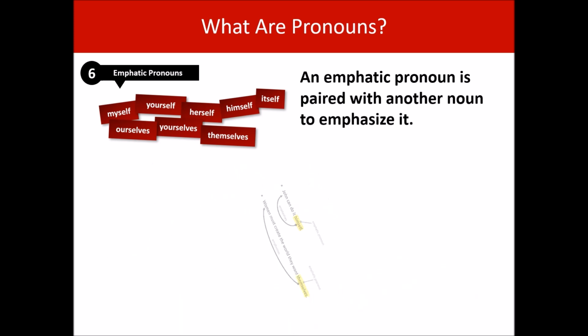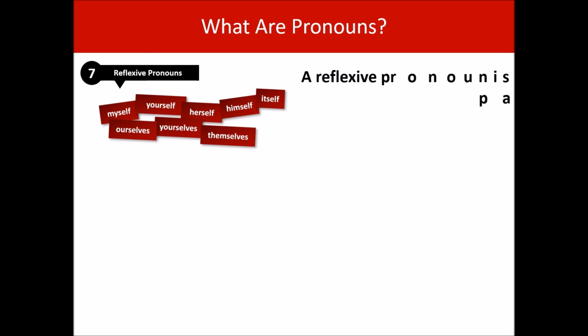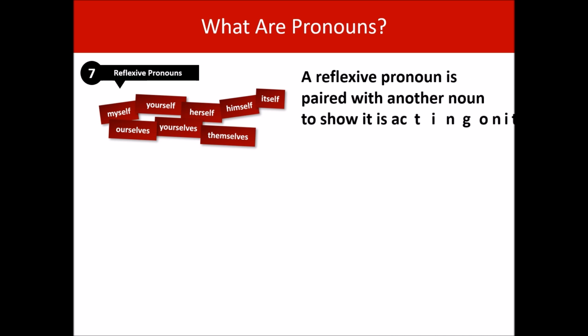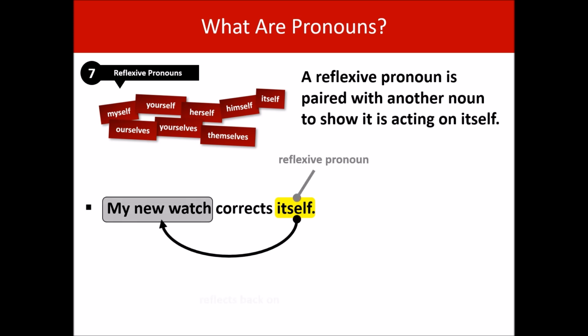Next, reflexive pronouns. A reflexive pronoun is paired with another noun to show it is acting on itself. My new watch corrects itself. This is the reflexive pronoun, and it reflects back on my new watch. So my new watch is doing something to itself.